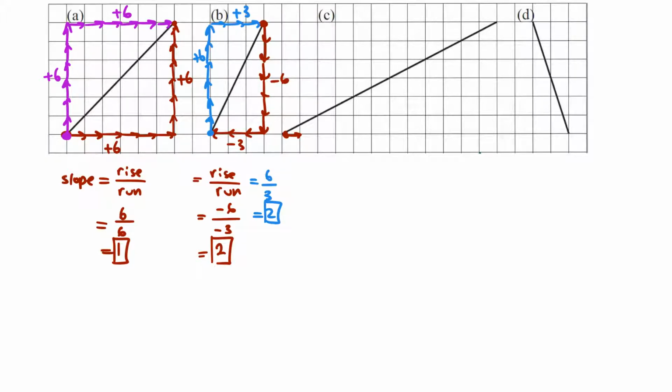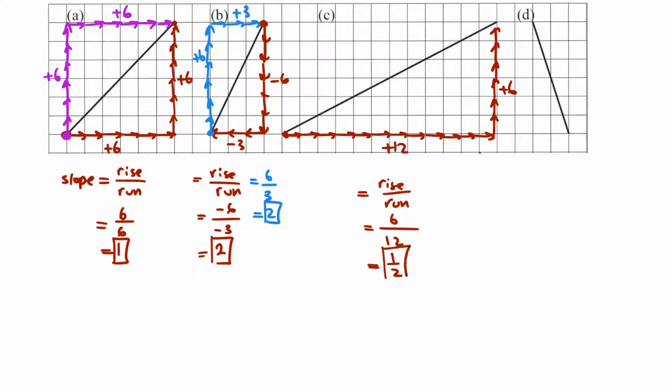For my next one, I am going to start from this point over here. I'm going to start with my run. I got 1, 2, 3, 4, 5, 6, 7, 8, 9, 10, 11, and 12. So +12 is my run. So rise over run. My run is 12. And my rise, I have to go up by 1, 2, 3, 4, 5, and 6. So +6, so 6 over 12 simplifies to 1 over 2.